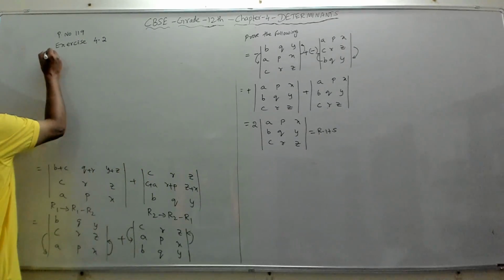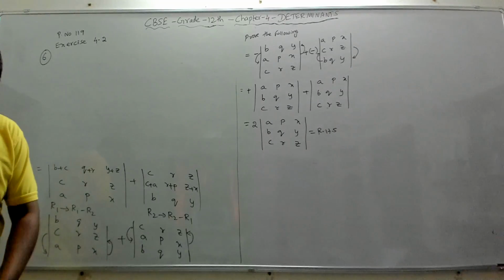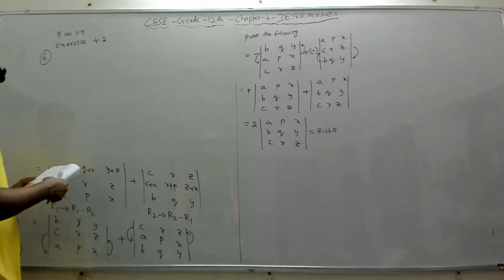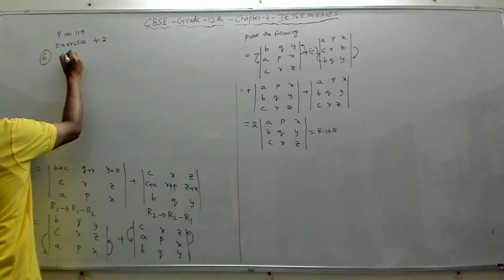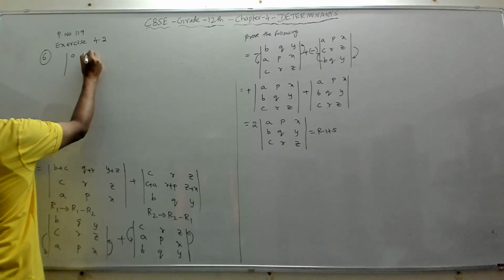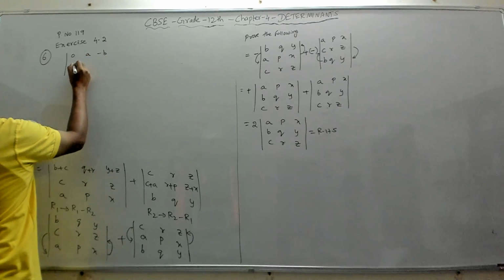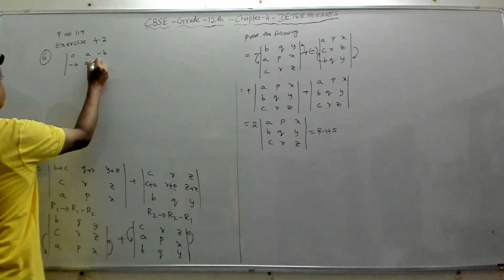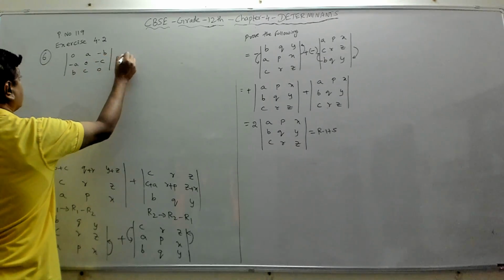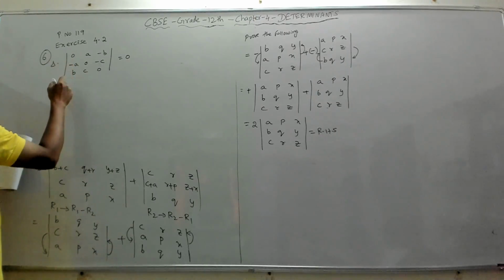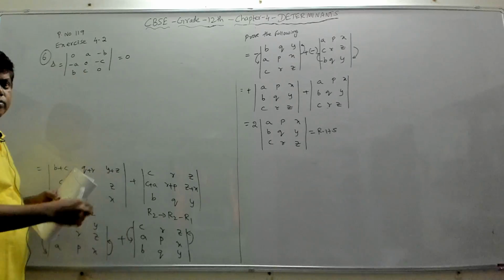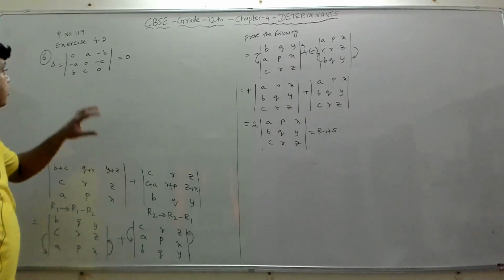So what does the sixth problem say? We have to show the value of the determinant equal to 0 by using the properties. Here, if required, we can expand. Determinant 0, a, minus b, minus a, 0, minus c, b, c, 0 equal to 0. We have to prove this. Delta equal to, we have to prove this. Value of this determinant equal to 0, we have to prove.